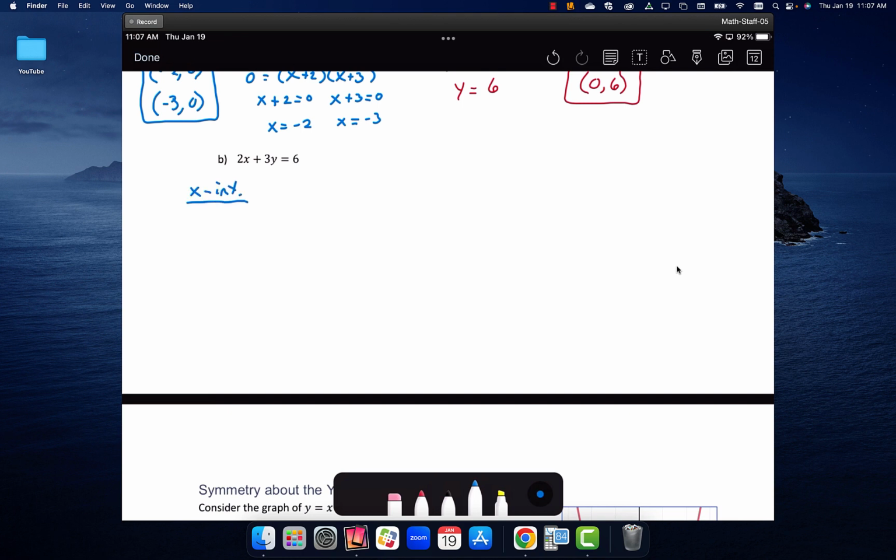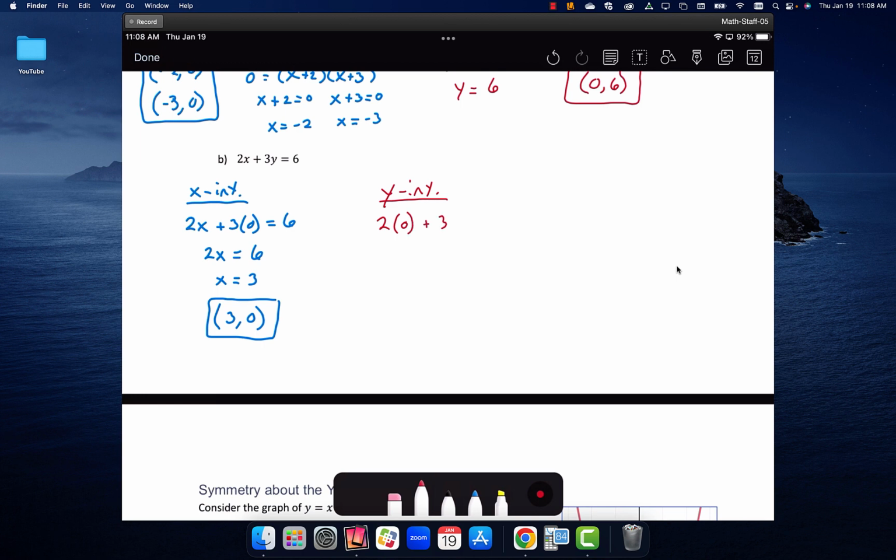Again, to find the x-intercept, we simply make y 0. So we're going to substitute a 0 in for y and solve. Solve for x. 2x equals 6, divide by 2, and we get x is equal to 3. So our intercept is 3, 0. To find the y-intercept, we make x 0. 2 times 0 plus 3y equals 6. 3y equals 6, divide by 3, and y is equal to 2. So if we wanted to write that as a coordinate, 0, 2.